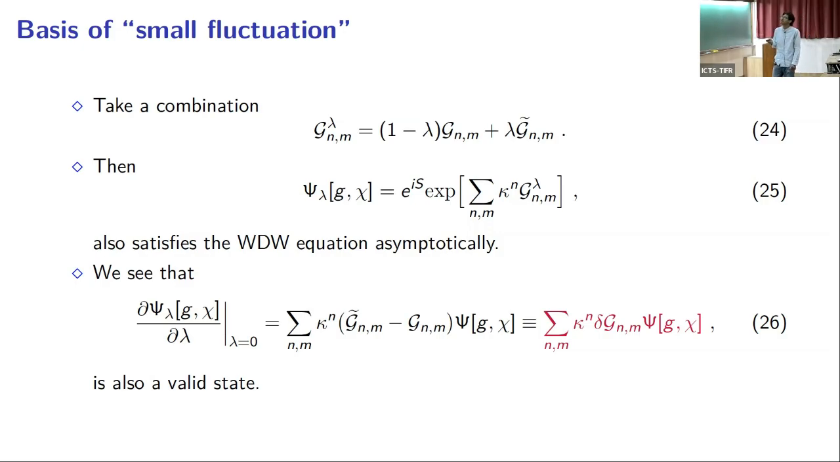And now we can see if you put this here, this psi lambda also satisfies your Wheeler-DeWitt equation asymptotically, and you can take the derivative with respect to lambda here, and that will give this particular combination, which will be useful in our calculation later. You can think of this delta G as the difference between two G's. So this is also a valid state in our theory.